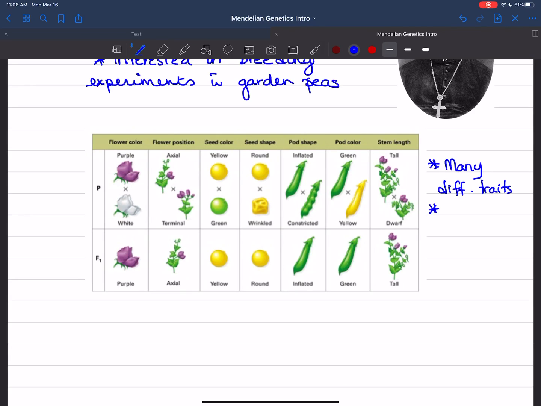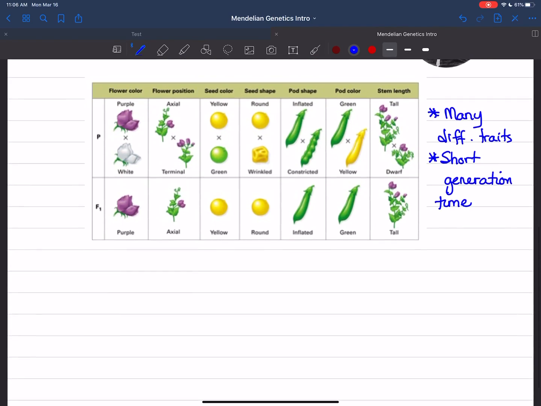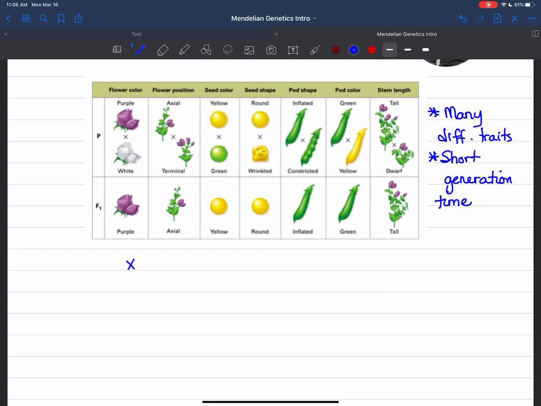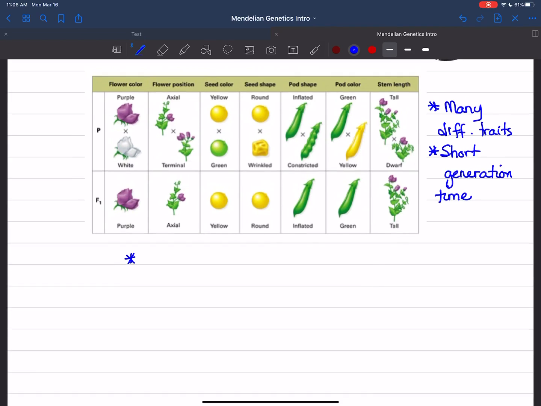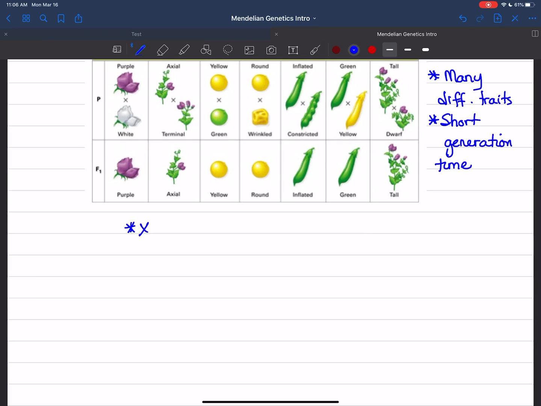To play with. They also had a short generation time, which means it doesn't take long for them to grow and for you to see where these flowers are or what the pods look like. But probably the best reason why Mendel liked peas is the fact that peas can be self-pollinated.